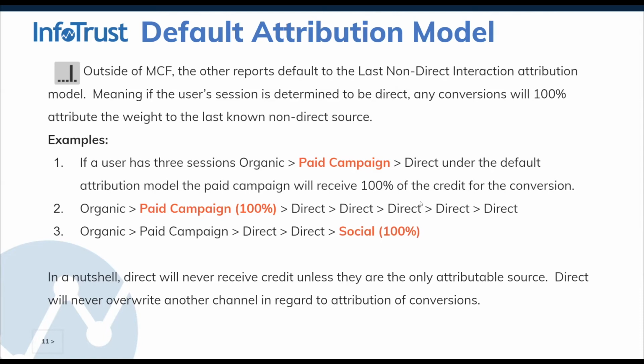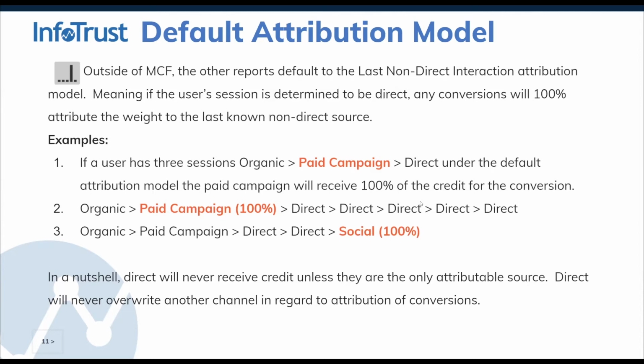So, just some baseline examples here. If a user has 3 sessions, they go organic, paid campaign, and direct. Under the default channel attribution model, the paid campaign will receive 100% of the credit for the conversion. If you're poking around in Google Analytics and you look in the acquisition reports, the all traffic channels report, you will see the various channels being attributed as the number of conversions. And these conversions happen all over the reports. Anything outside of the multi-channel funnels reports is going to attribute the last non-direct interaction as 100% of the success of that conversion.